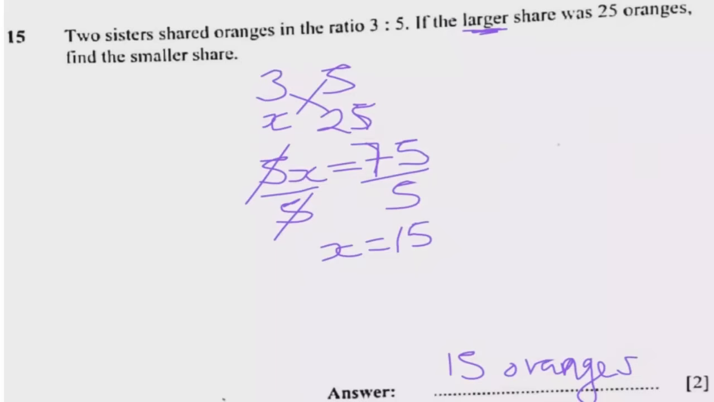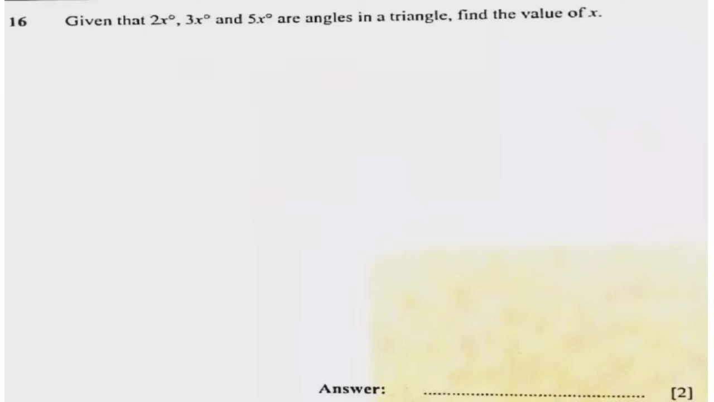Okay, we come to the next question, which is question 16 is as follows. Given that 2x degrees, 3x degrees, and 5x degrees are angles in a triangle, find the value of x. So to work this one out, these are the three angles that are found in a triangle. Remember, a triangle has got three angles.